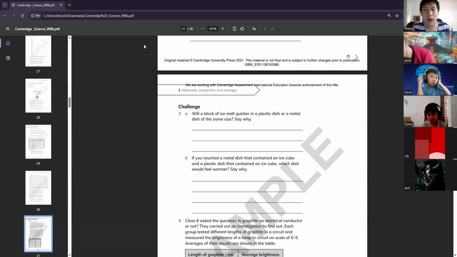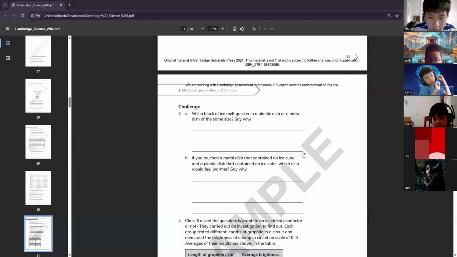Anybody explain why this happens? Anyone? Because the metal dish is a conductive material. Are you asking the A part of the question 3?